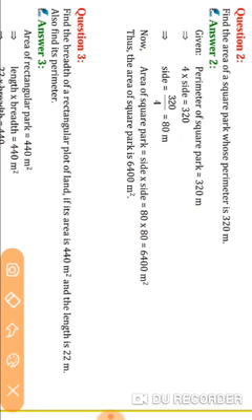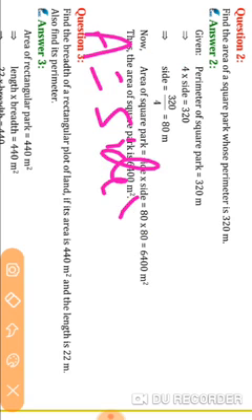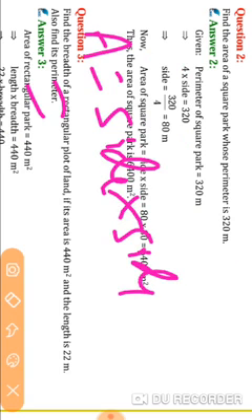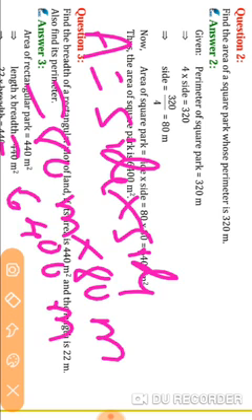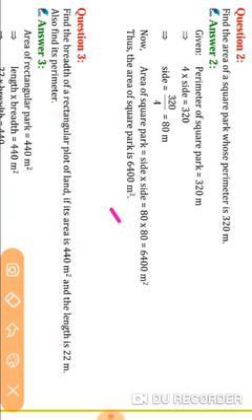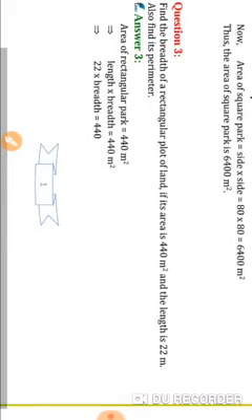So now that we got the side, what is the area? Side into side. So 80 meter into 80 meter. So 80 into 80 is 6,400 meter into meter, square. So this is 6,400 meter square, which is the area. Then go for the third one.